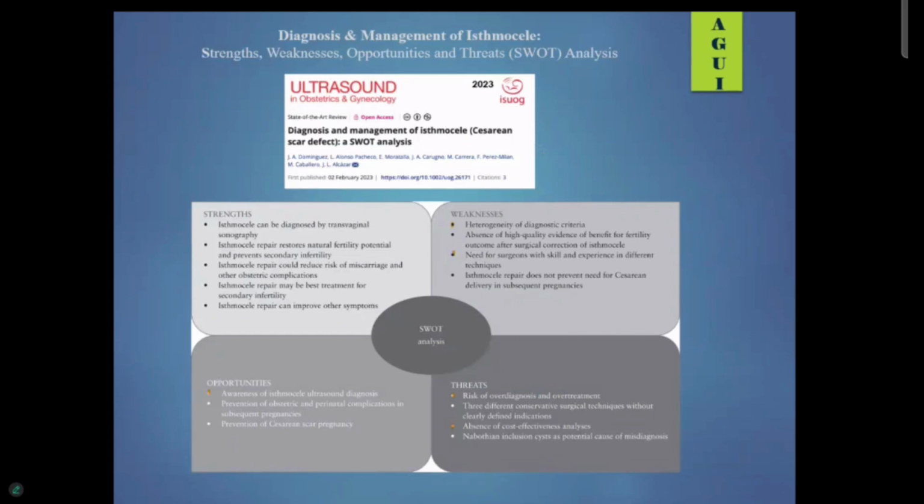This I'm not going to go through, but I think it's an important article to review with regards to looking at the strengths, weaknesses, opportunities, and threats analysis of what we already know in terms of diagnosis and management. And what I'd like to point out is that we should increase the awareness of isthmoceles, not just amongst patients, but also providers, and just know that ultrasound is readily available and it's something that can be easily diagnosed with or without contrast. Next slide.